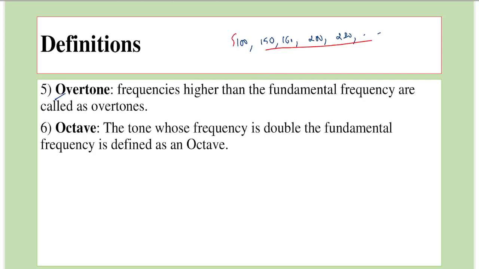But this is the fundamental frequency called f0. Then this 200 is a multiple of f0, which means this becomes a harmonic. A harmonic is also an overtone, but every overtone is not a harmonic. This is not a harmonic, this is not a harmonic, this is not a harmonic. So a harmonic basically means it's an integral multiple of the fundamental frequency.